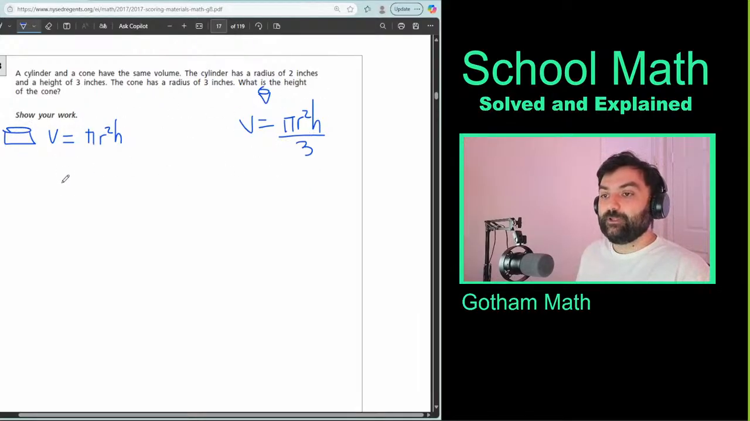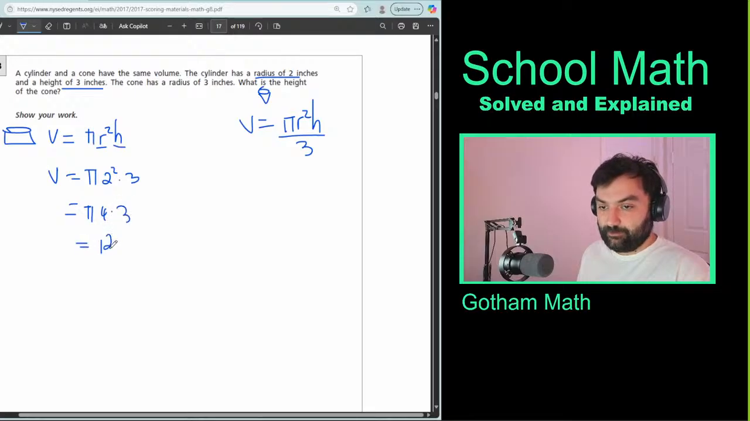All right, so now we have to calculate the volume of the cylinder. So let's go. We have everything. We have radius, we have height, and that's all we need. So let's do it. Volume equals pi times 2 squared times 3. So 4 times 3, so 12 pi.